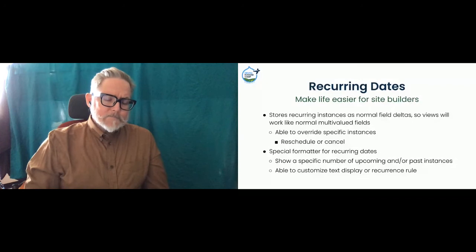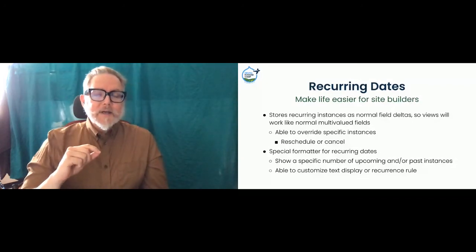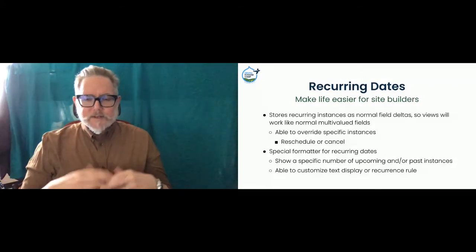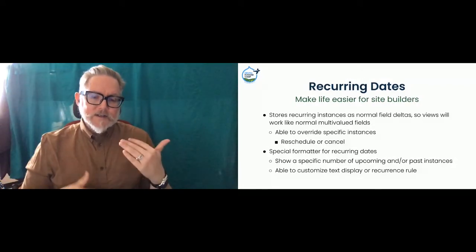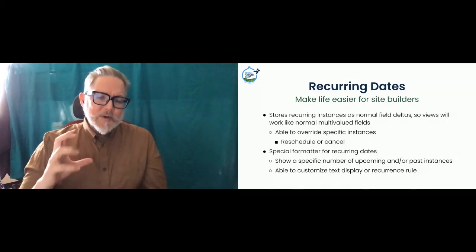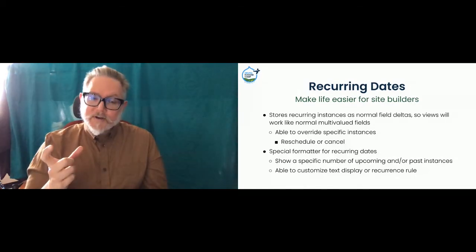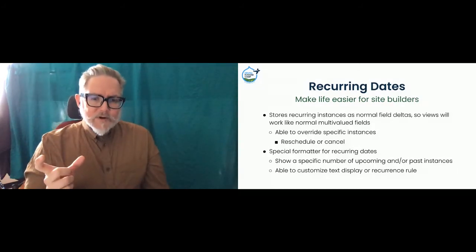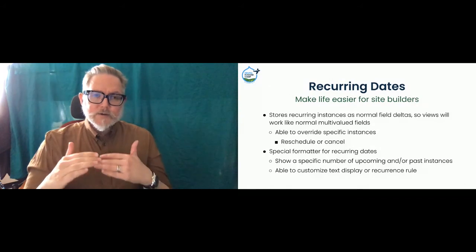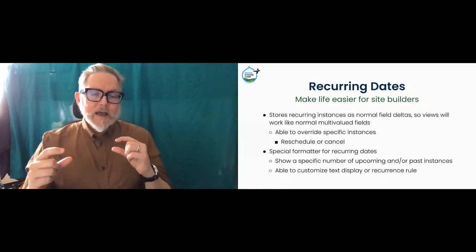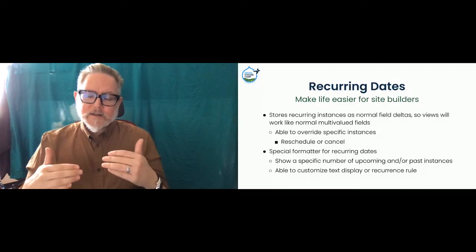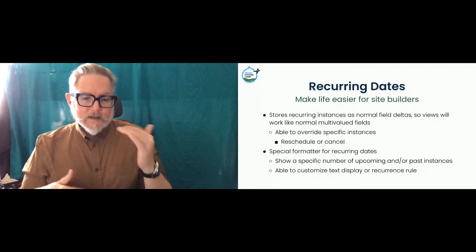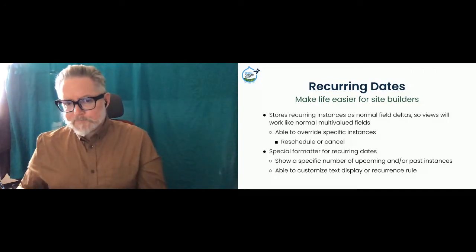And then I also realized that once you get into recurring dates, you might have dozens, maybe hundreds of instances of a particular date. It would be better to have a formatter that could be smarter around how it displays those. So I created a formatter specifically for recurring dates that allows you to show a natural language output of how it recurs, and then you can configure how many upcoming or previous instances it will display.